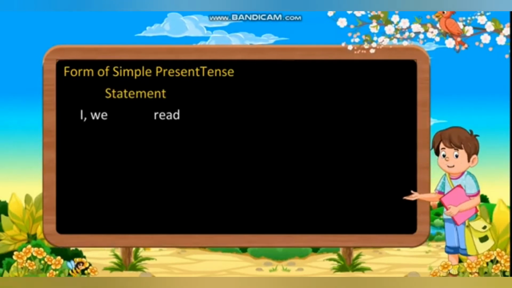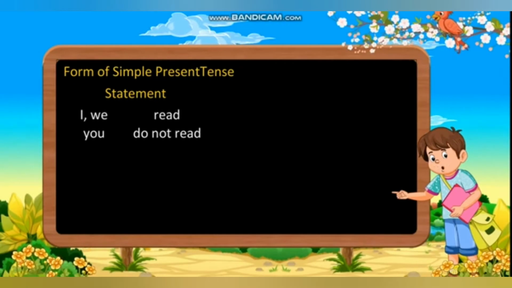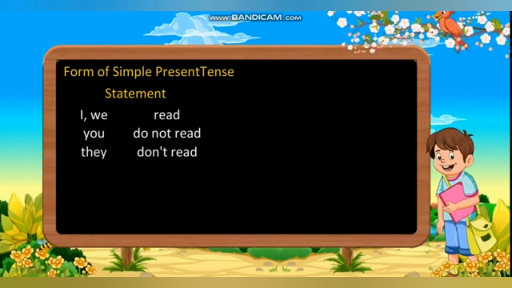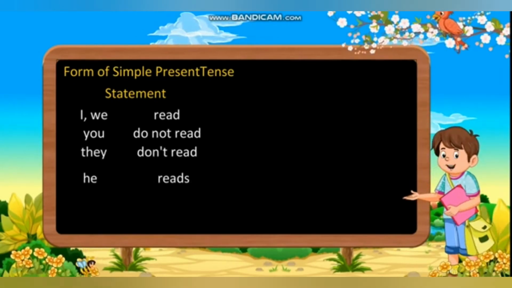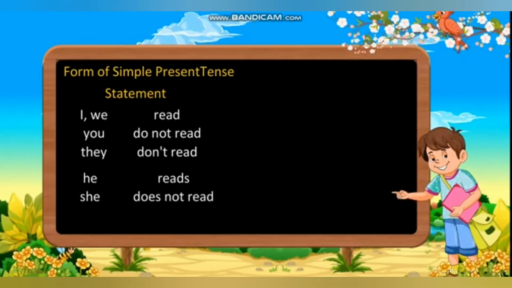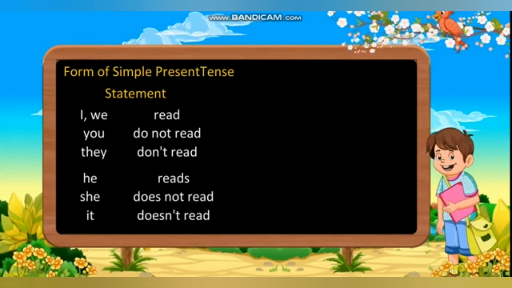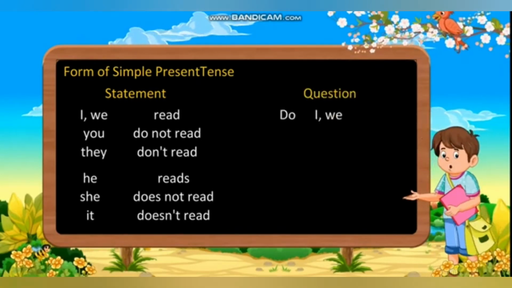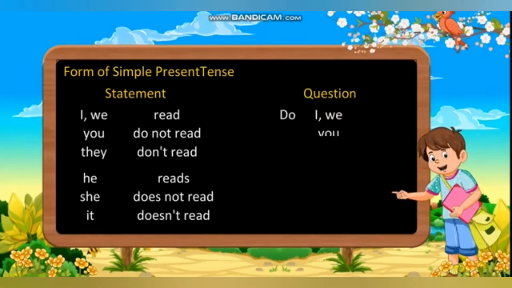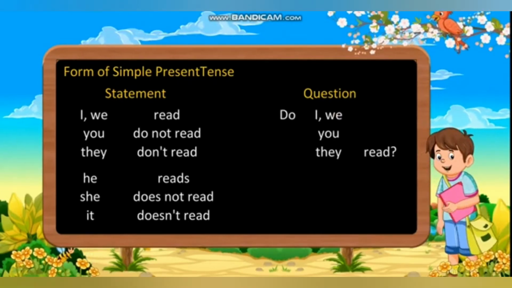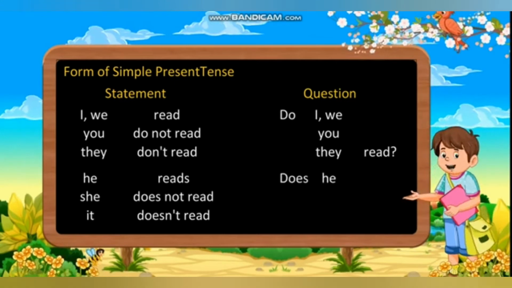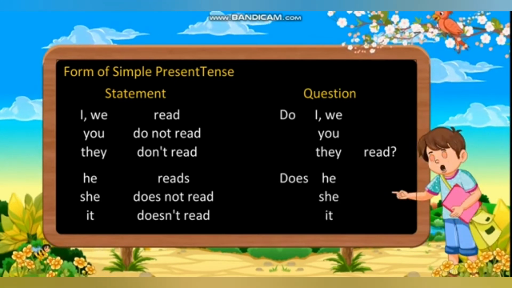Statement: I, we, you do not read, they don't read, he reads, she does not read, it does not read. Question: do I, do we, do you, do they read? Does he, does she, does it?